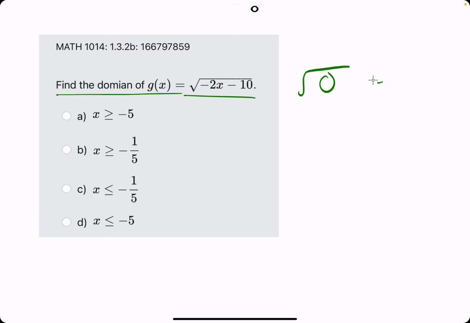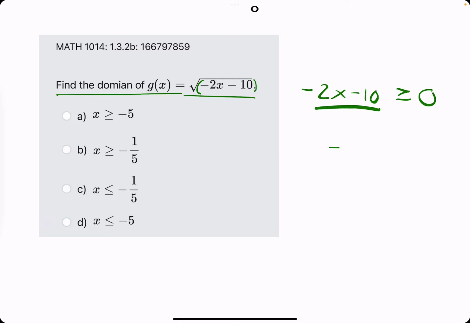So what we need is for the inside stuff, the inside expression underneath the radical there, to be either greater than 0 or equal to 0. It cannot be less than 0 because the inside stuff cannot be negative, right? So we're trying to find the x values for which this -2x minus 10 is greater than or equal to 0. So we set it greater than or equal to 0, and we solve for x.